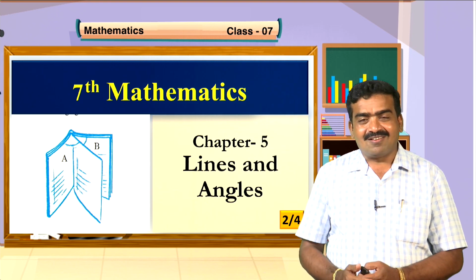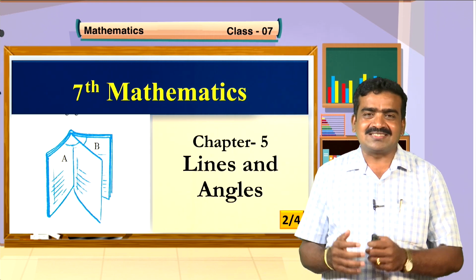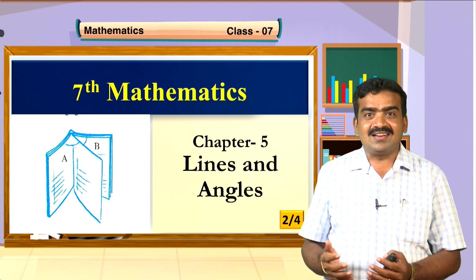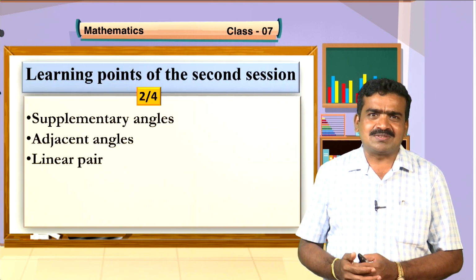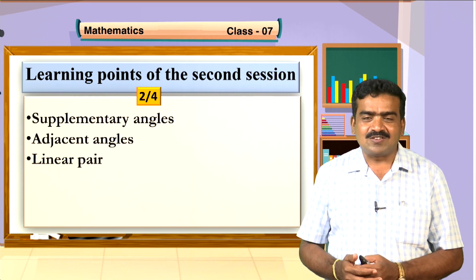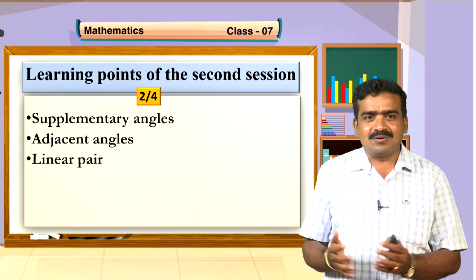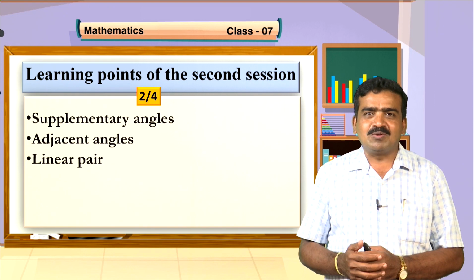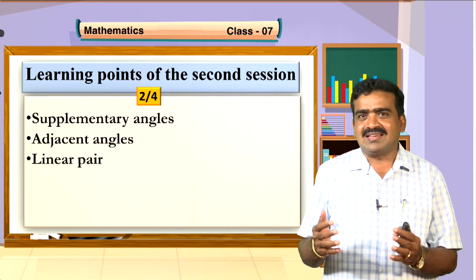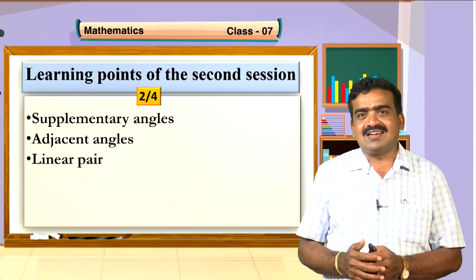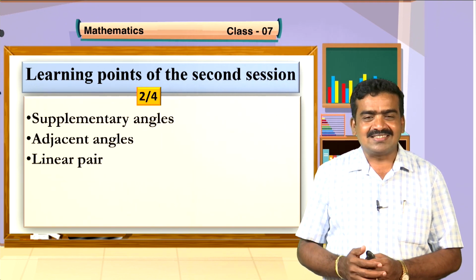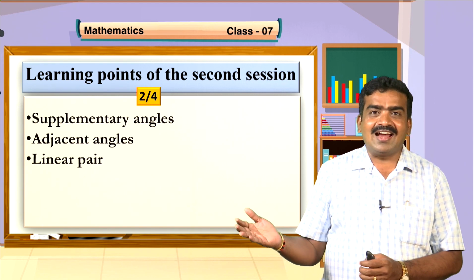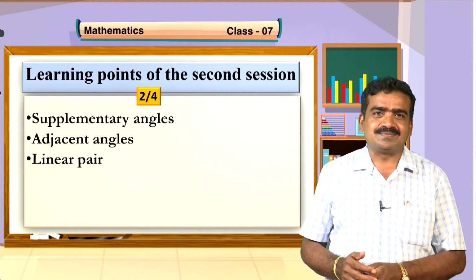Once again, heartily welcome to the second session of Chapter 5, Lines and Angles. You have learnt many basic concepts of lines and angles in the first session. Now let us learn much more important things about lines and angles, and you are going to learn about the meaning of supplementary angles, adjacent angles and linear pair in this session.